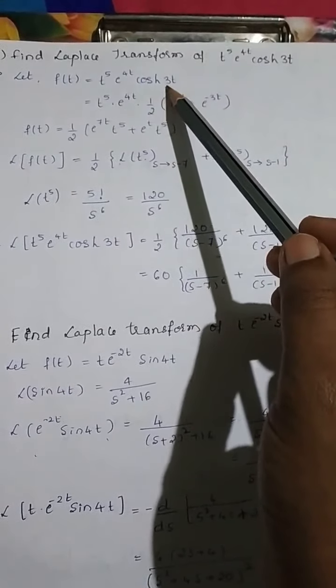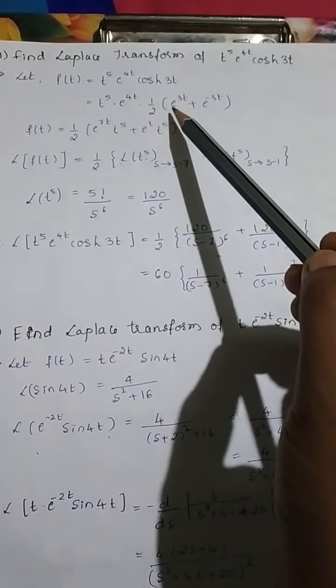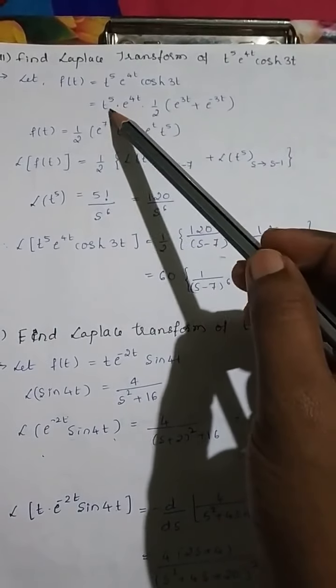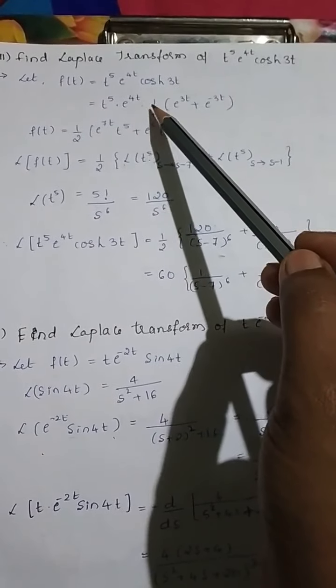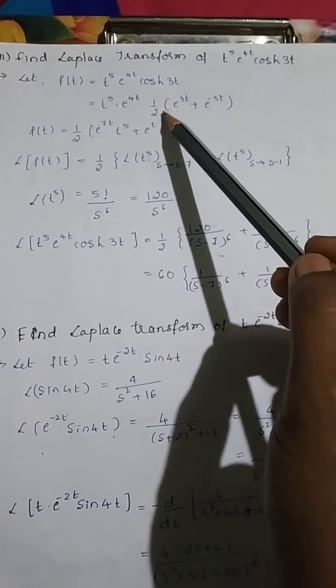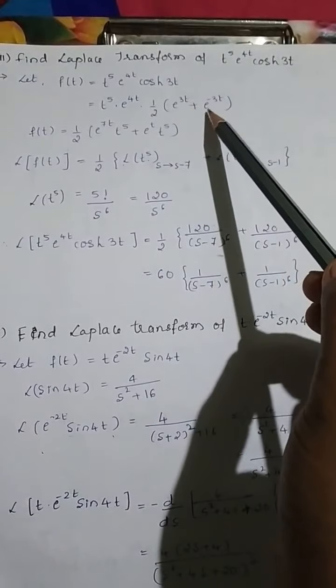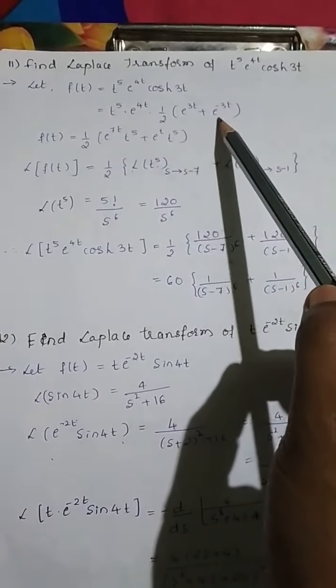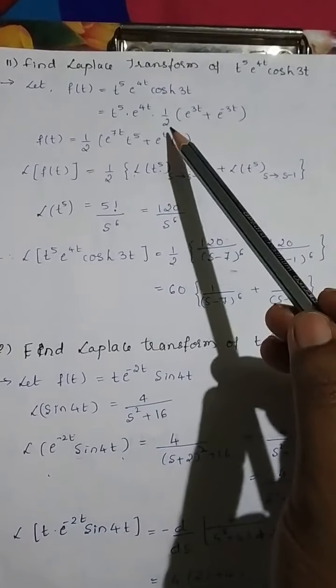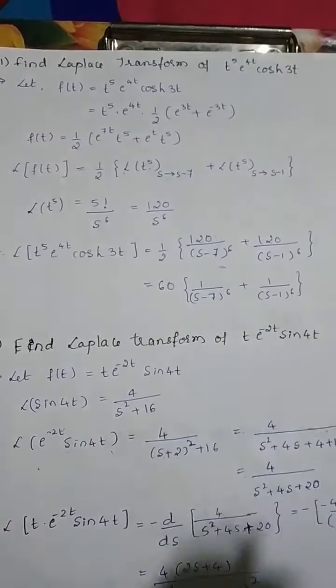Applying the hyperbolic function definition for cosh 3t, t raised to 5 e raised to 4t we are just keeping as it is. Applying the definition, that is 1 by 2 into bracket e raised to 3t plus e raised to minus 3t. Next, multiplying these terms with the bracket terms, 1 by 2 into bracket e raised to 7t.